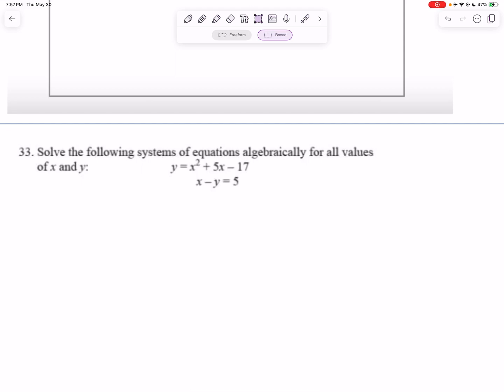Number 33, solve the following systems of equations algebraically for all values of x and y. So if we look, we have y equals x squared plus 5x minus 17 and x minus y equals 5. If you notice, you already know what y is equal to. Y is equal to x squared plus 5x minus 17. So I can go ahead and just plug that in for y in my second equation.